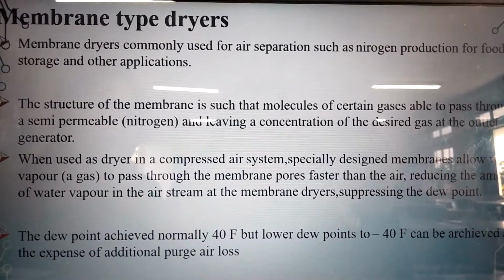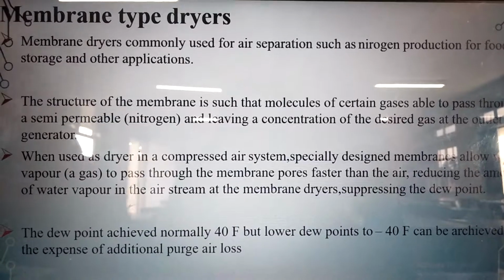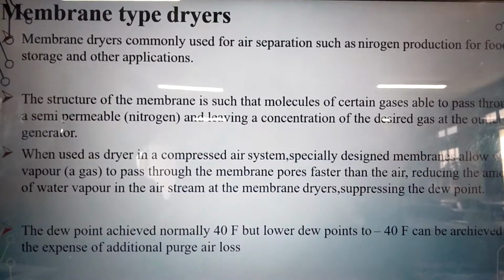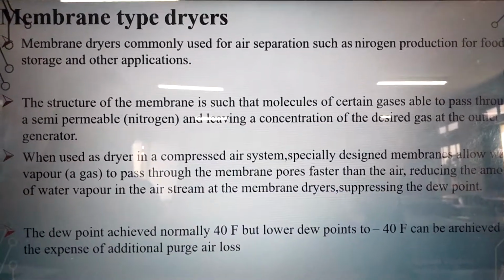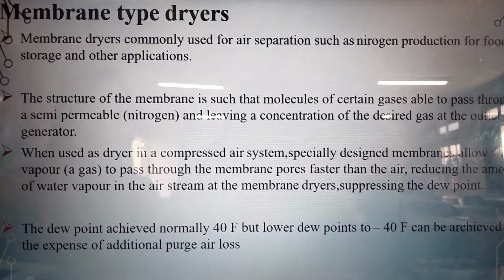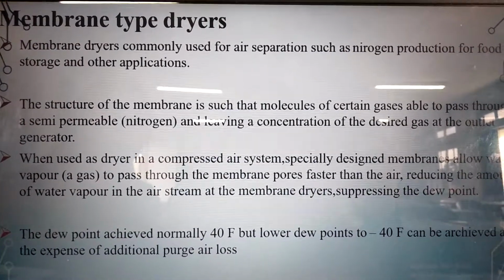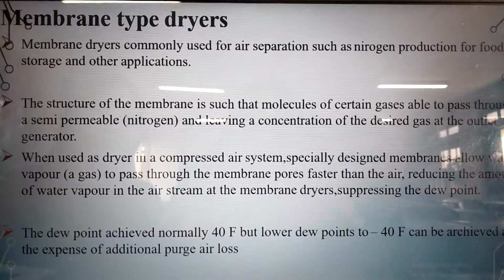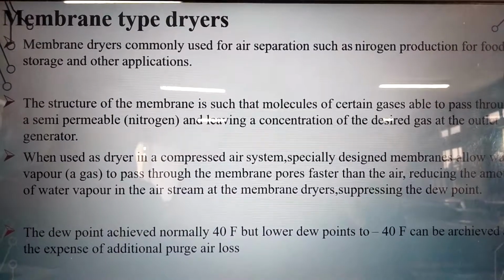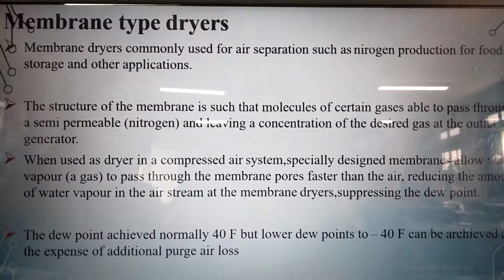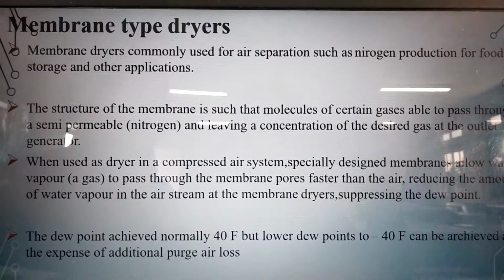Membrane dryers are commonly used for separation, such as nitrogen production for food storage and other applications. The structure of the membrane is such that molecules of certain gases are able to pass through a semi-permeable membrane, leaving a concentration of the desired gas at the outlet of the generator.